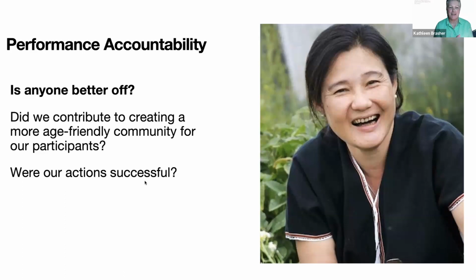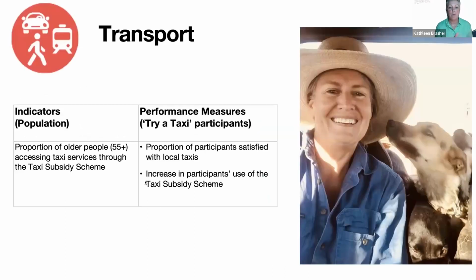The last question in performance accountability, "Is anyone better off?", is the really crucial one, and it's the hardest. It's the one that doesn't get done universally as effectively as we could perhaps do, and that's really thinking a lot about how we're actually contributing to creating a more age-friendly environment by what we do.